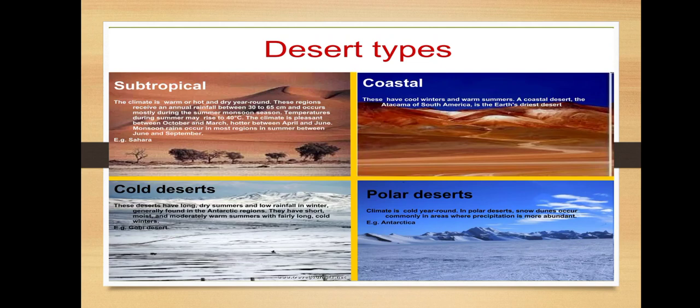Another desert type is the polar deserts. The climate is cold year-round. In polar deserts, snow domes occur commonly in areas where precipitation is more abundant. An example of this is Antarctica.